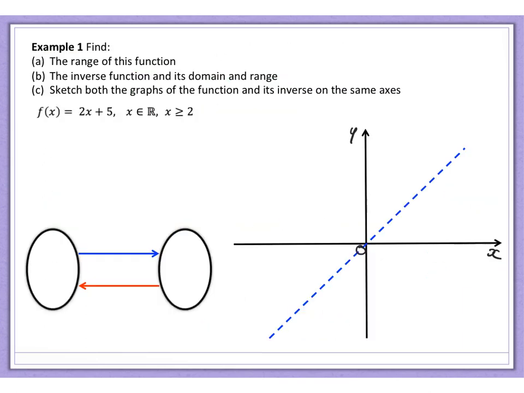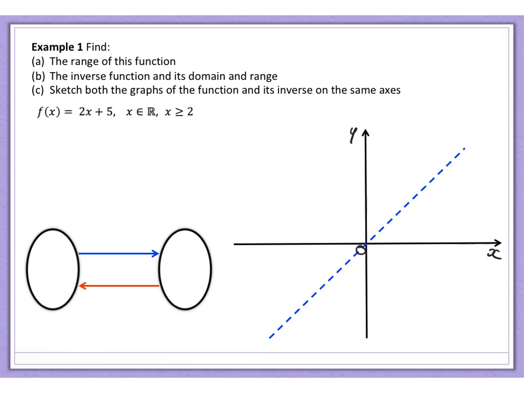Let's have a look at some examples. So we're going to do 3 different things with this function f of x equals 2x plus 5. The first thing that we're going to do is find its range for part A. Now, an easy way of doing that is to sketch this function. It's a straight line or a portion of a straight line.